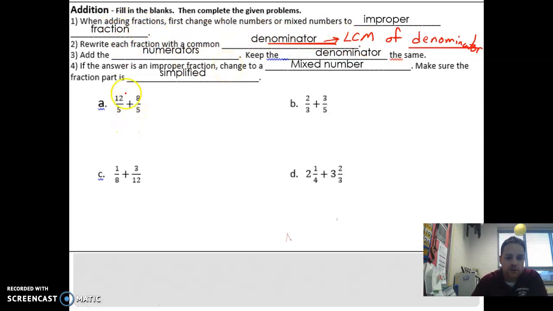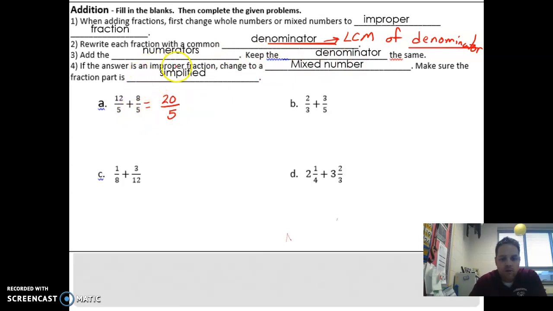So let's take a look at A. We got 12/5 plus 8/5. Well, if I look, it says change any whole numbers or mixed numbers to improper fractions. We already have them. They're both fractions, so we're good. Rewrite each fraction with a common denominator. Love it. Look, they're both common denominators, so we're good. We can keep moving. Add the numerators. Okay, 12 plus 8. We can do that. 12 plus 8 equals 20. Keep the denominators the same, so 5 and 5 is 5.